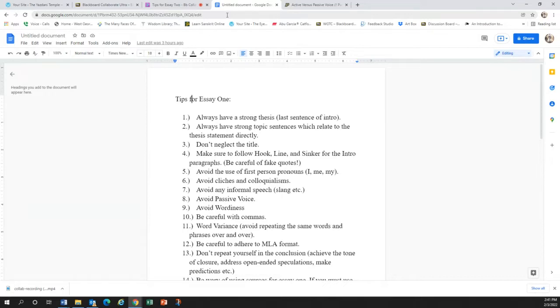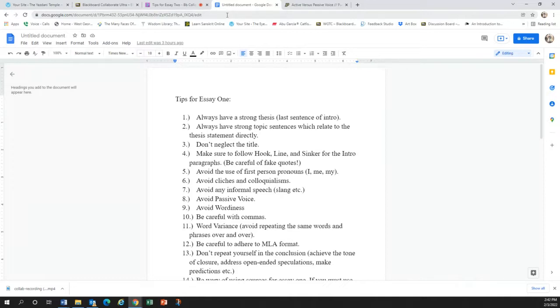Number 4, make sure to follow the formula hook, line, and sinker for the intro paragraphs. Be careful of fake quotes if you're trying to use them for a hook. I just put that in there because of all of the potential fake quotes on the internet. You want to be careful of stuff on the internet, but you do want to get people's attention. A quote is one way to do it. A vividly described anecdote is another way to do it. Really descriptive imagery, powerful statistics, those kinds of things. You want to get people's attention. You want to get them invested.